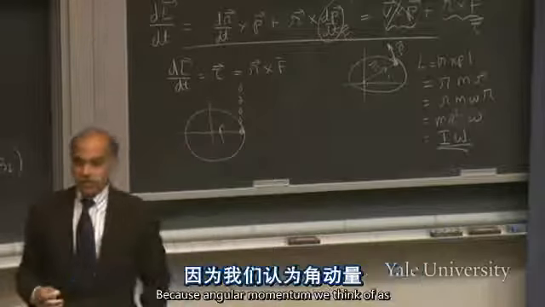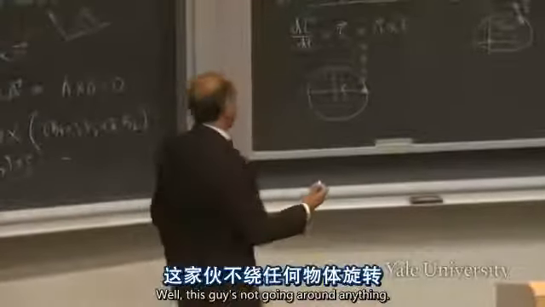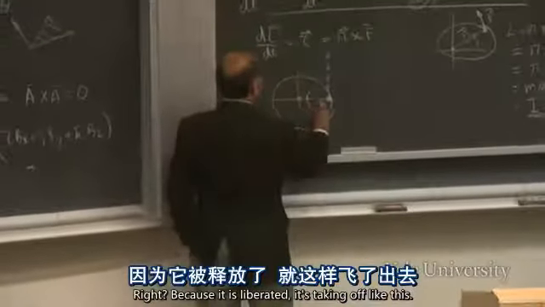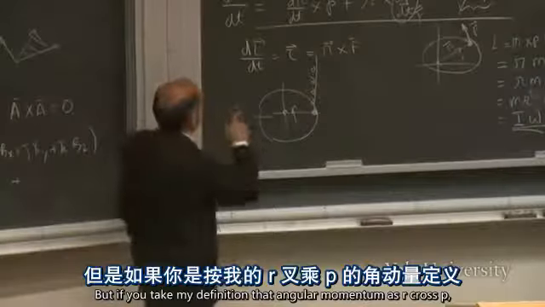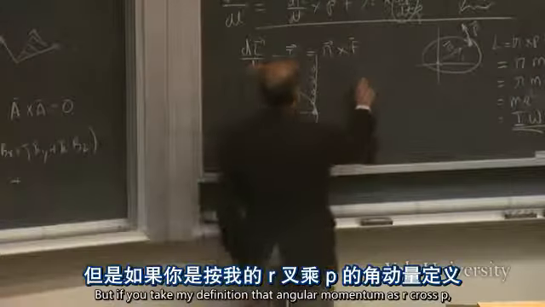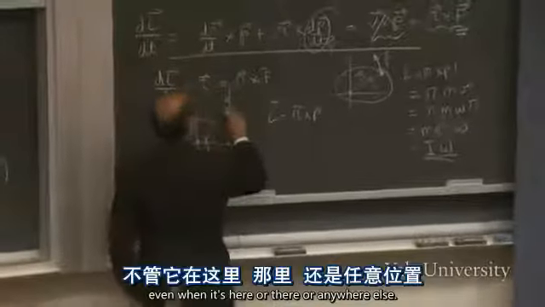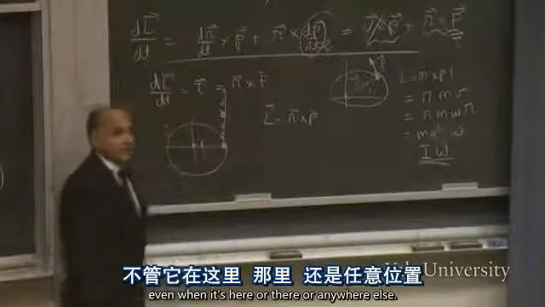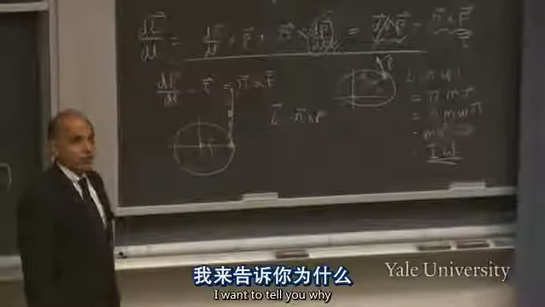Because angular momentum we think of as coming from going round and round something. Well, this guy is not going around anything, right? Because it's been liberated, it's taking off like this. But if you take my definition that angular momentum is r cross p, you'll find that it has angular momentum even when it's here or there or anywhere else. And in fact, it has the same angular momentum. So I want to tell you why.